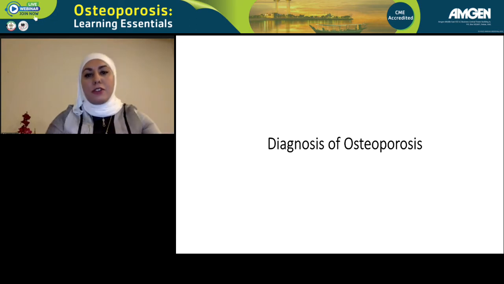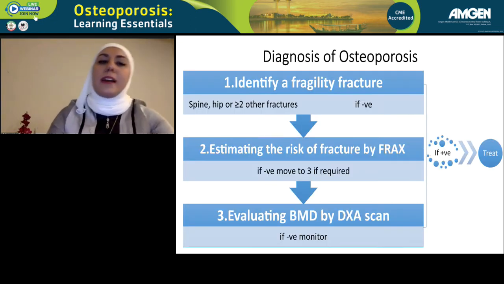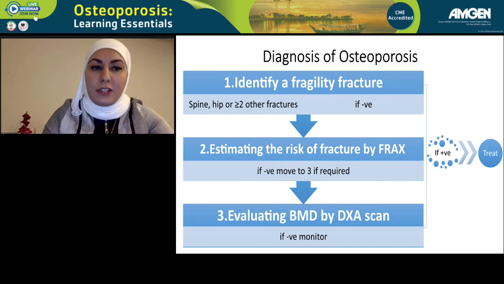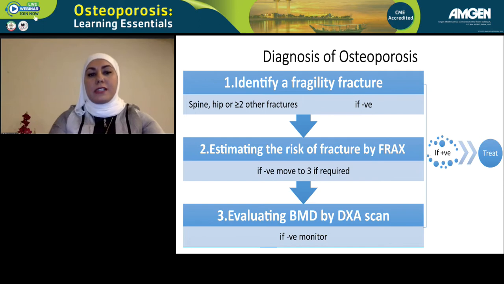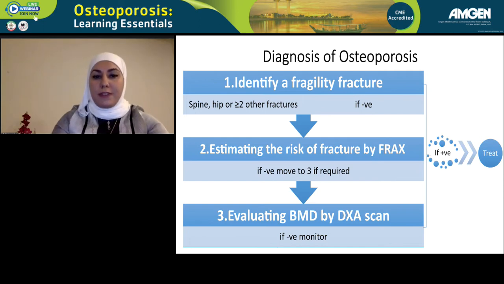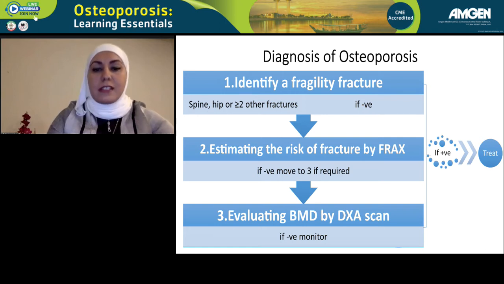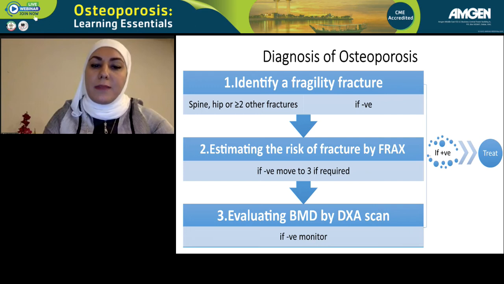For the diagnosis of osteoporosis, we start by identifying a fragility fracture in the spine, hip, or two or more other fractures. If it is positive, you treat. If it is negative, you will move to the second step, which is estimating the risk of fracture by FRAX. If it is positive, we will treat the patient. If it is negative and required, we move to the third stage, which is evaluating BMD by DXA.